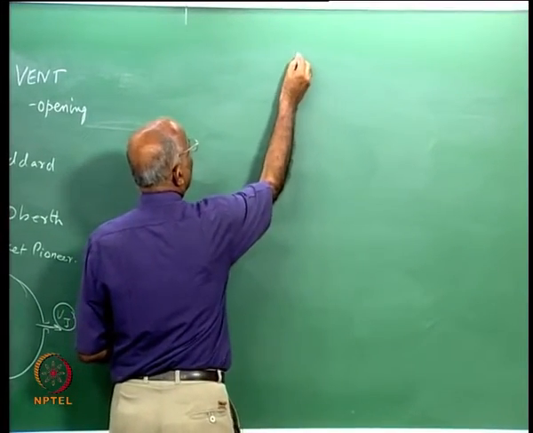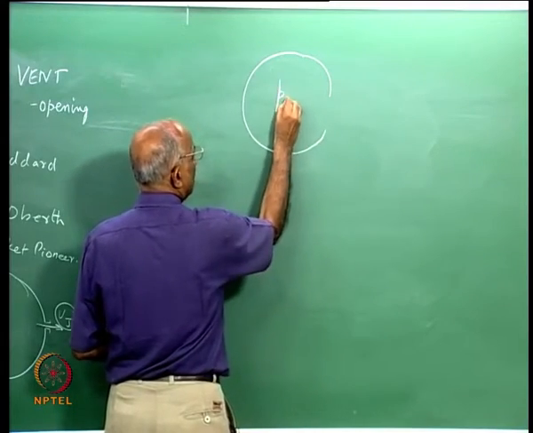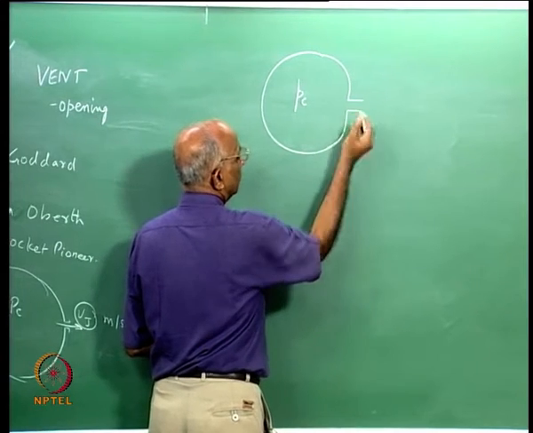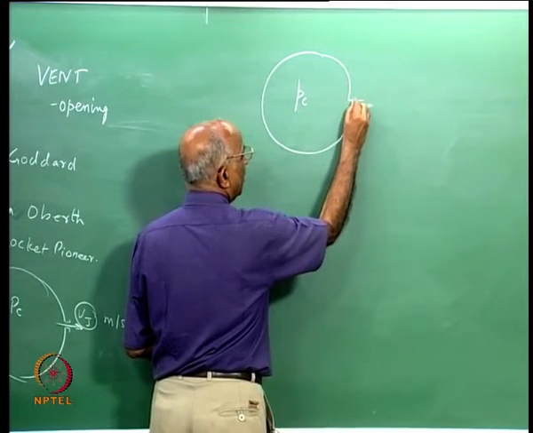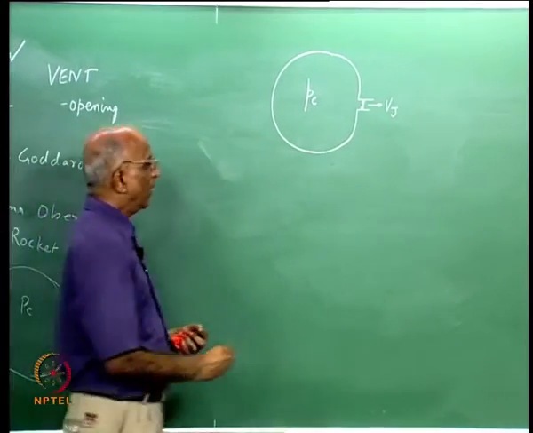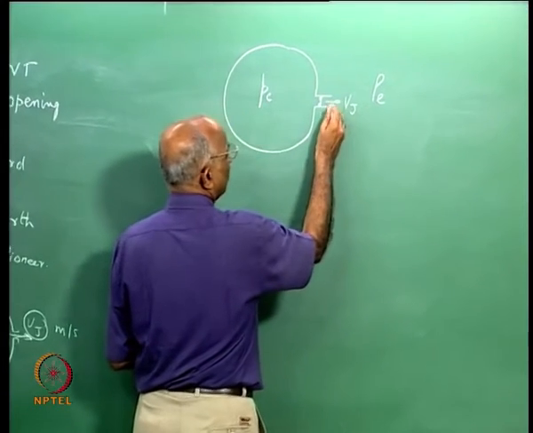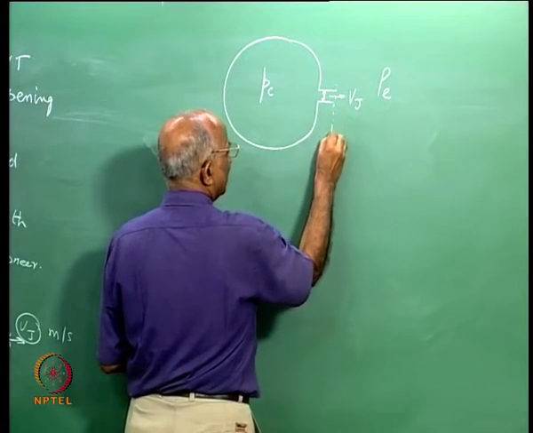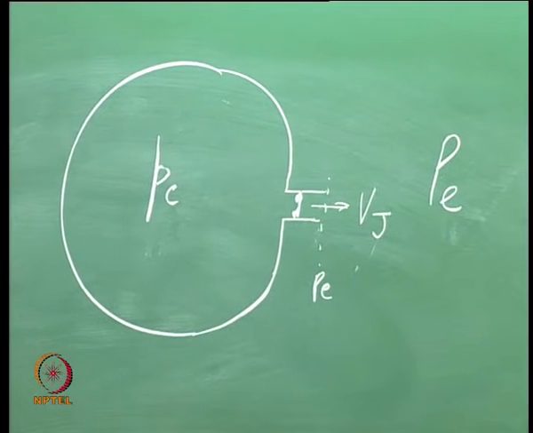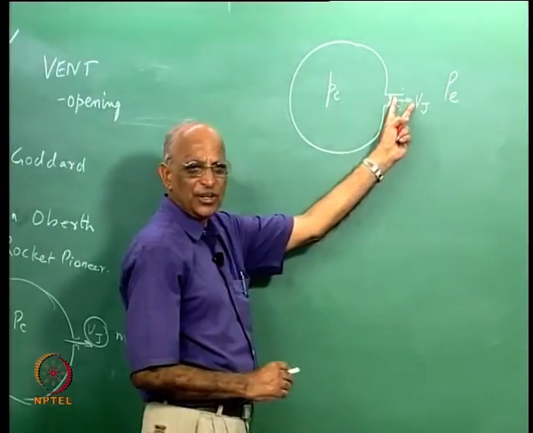Therefore, I again draw a huge reservoir here which I call a chamber. The pressure is Pc. I give a vent over here. I allow it through this particular area of opening to calculate Vj. I want to calculate the value of Vj when the ambient pressure is, let us say, the exit pressure of the nozzle, that is the pressure at the exit is Pe. What is it I have to solve for? I know the pressure here, I know the pressure at the exit, I want to know the jet velocity.